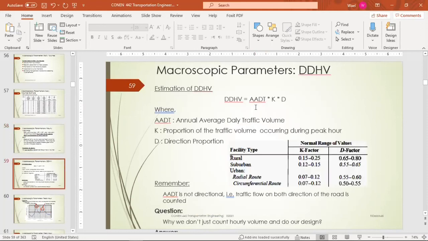So what do we use? Something else, which is called the directional design hourly volume. The directional design hourly volume can be derived from the average annual daily traffic volume by multiplying it by the factors K and D. What is K and D? K is the proportion of traffic volume occurring during peak hour. D is the directional proportion. Basically, the AADT is two-direction flow. It's not one direction. The AADT is the volume in both directions added together.